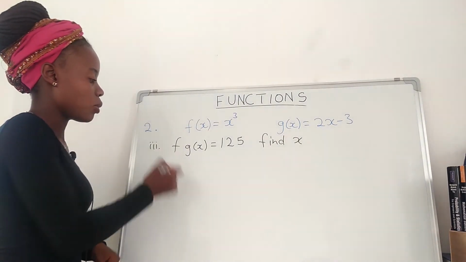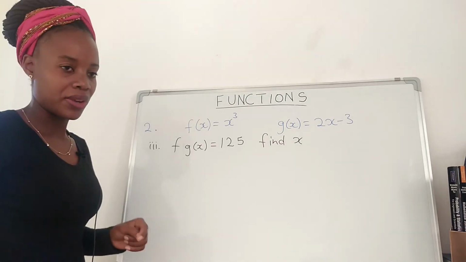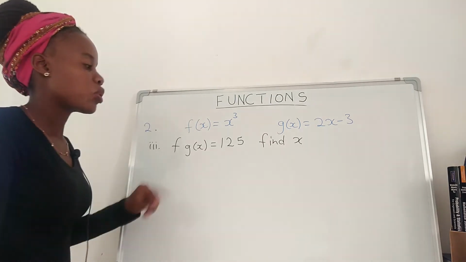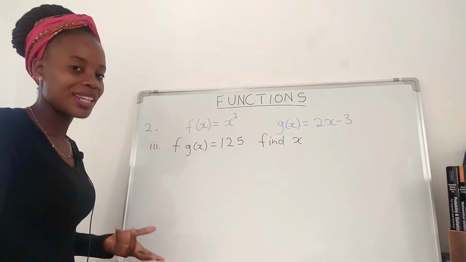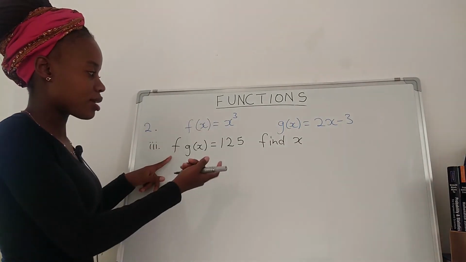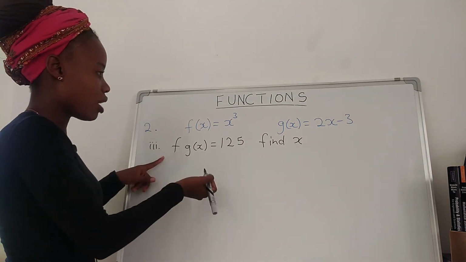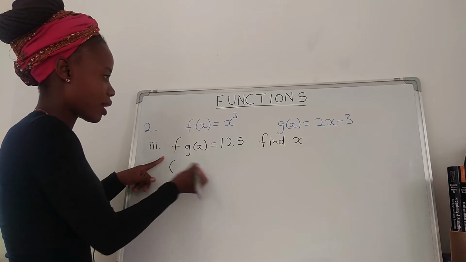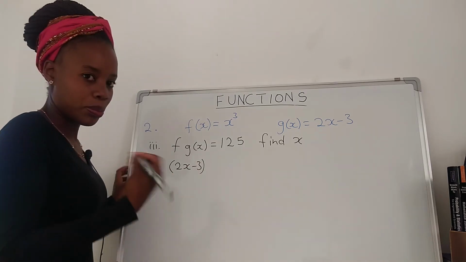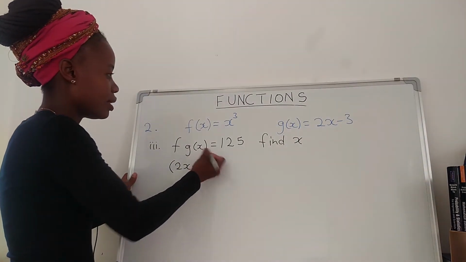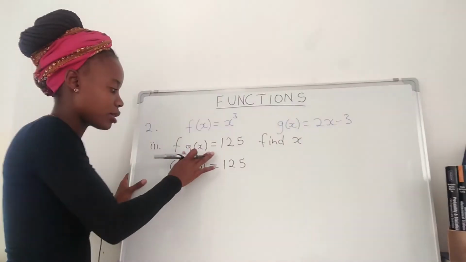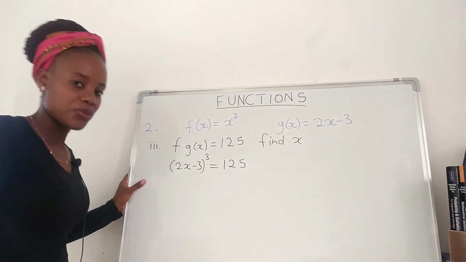Roman figure 3, we have f of g of x equals 125. Now we are supposed to find our x, right? If you substitute x and you get 125, what is that x? You can see that this is a composite function. g of x is supposed to be inside f of x, right? So we are going to have the bracket g of x, which is 2x minus 3, to the power 3 equals 125, right?